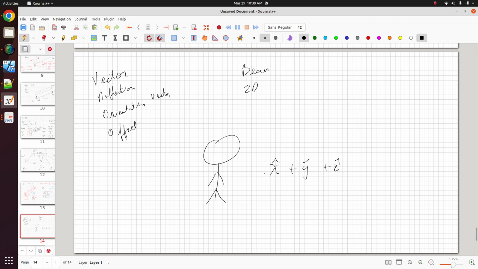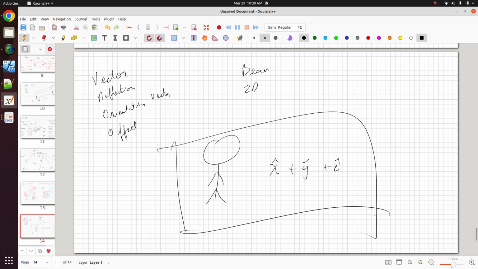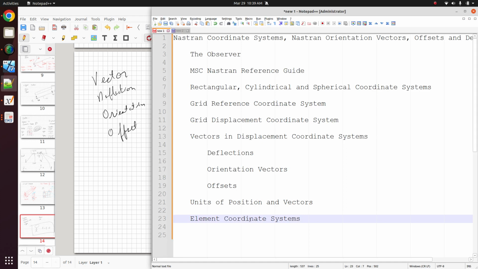And as you've seen in this short, or I guess at this point it's a little longer, video, the observer's perspective, the element coordinate system, the displacement coordinate system, this can honestly vary. So whenever you're looking at data from Nastran, always ask yourself this question: in what observer's perspective, in what coordinate system am I viewing the results? So then I think that brings us to the very end of this video.